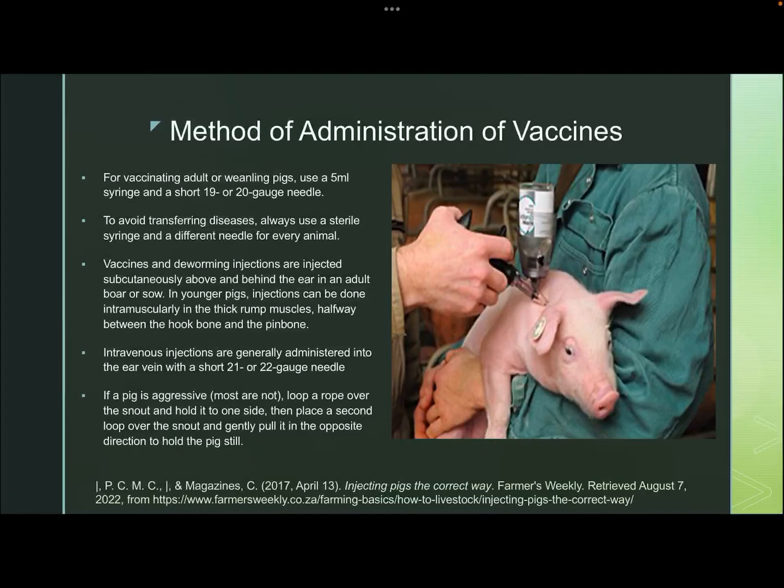If a pig is aggressive, which most are not, loop a rope over the snout and hold it to one side. Then place a second loop over the snout and gently pull it to the side direction to hold the pig still.